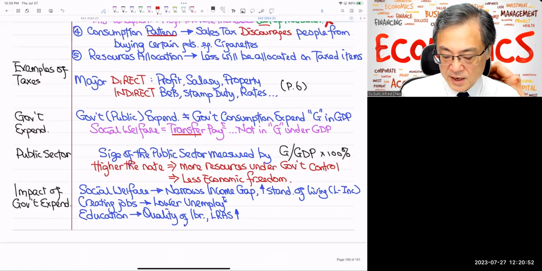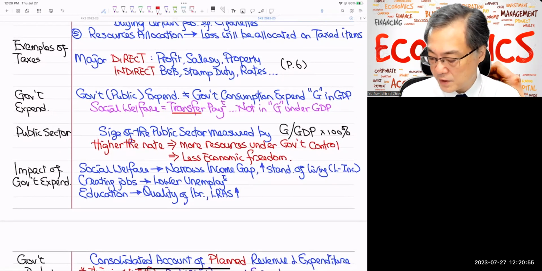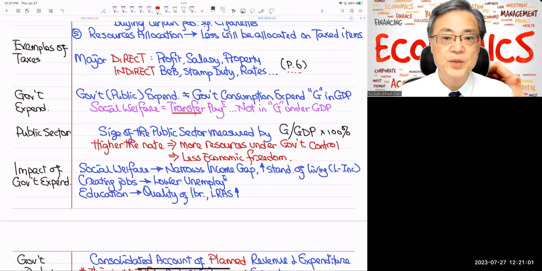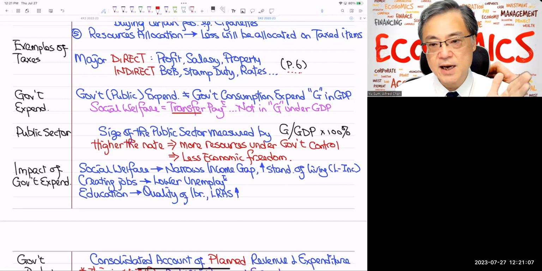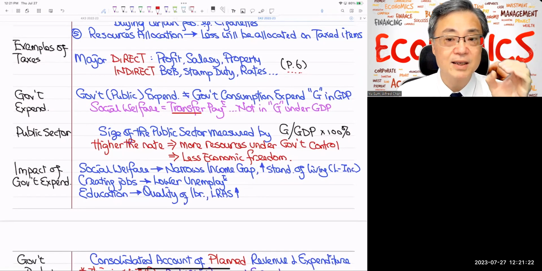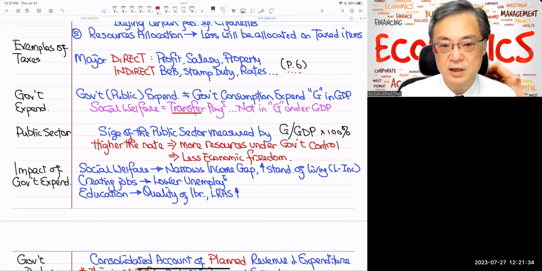Now, examples of taxes. You need to know this. Please refer to page 6 for further details. I did not put down everything here. They will show up in MC questions. The following are examples of direct and indirect tax. Direct tax in Hong Kong is pretty straightforward. There are not many types, mainly profit tax, salary tax, and property tax. But there is a tremendous amount of indirect taxes: VAT, stamp duties, rates, vehicle first registration tax, airport departure tax, etc. So please go through that.